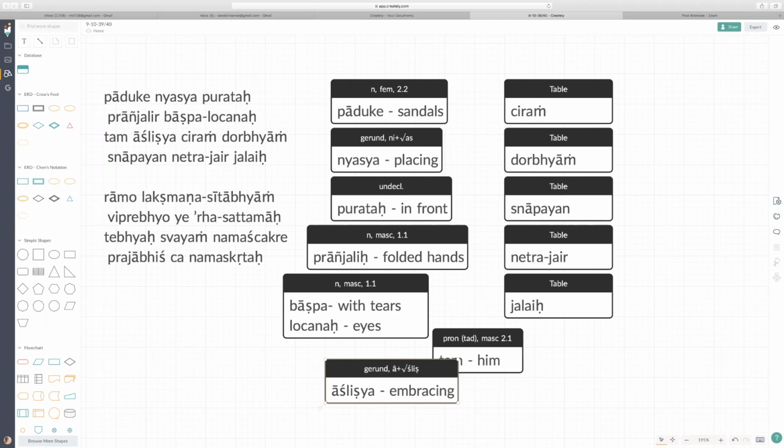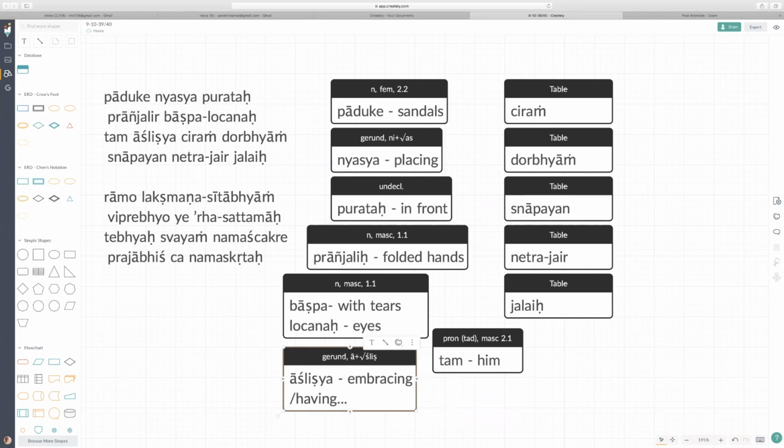Embracing. Yeah, or having embraced. One or the other, depending on the context. You choose either the action has been completed or it's still happening. Then chiram.